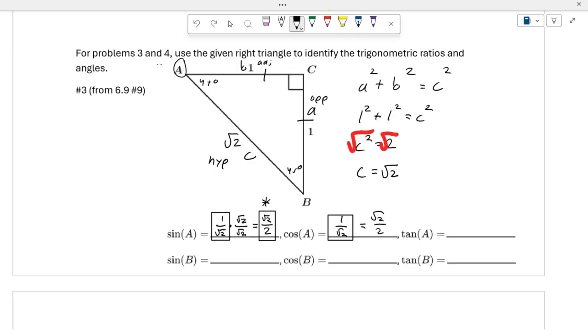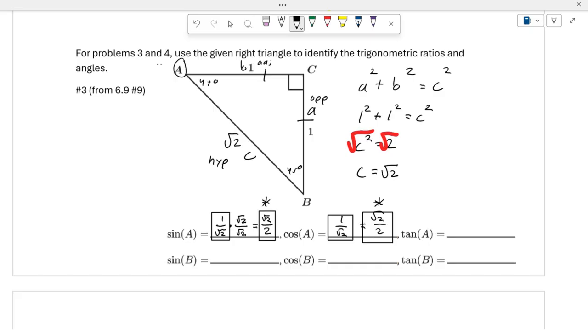Let's try that again. We're going to try this one more time, and if it doesn't work this time, I'm going to give up. Make a nice box. Okay, whatever, that's good enough. So cosine of A is either 1 over root 2, or even better, the better answer is root 2 over 2.